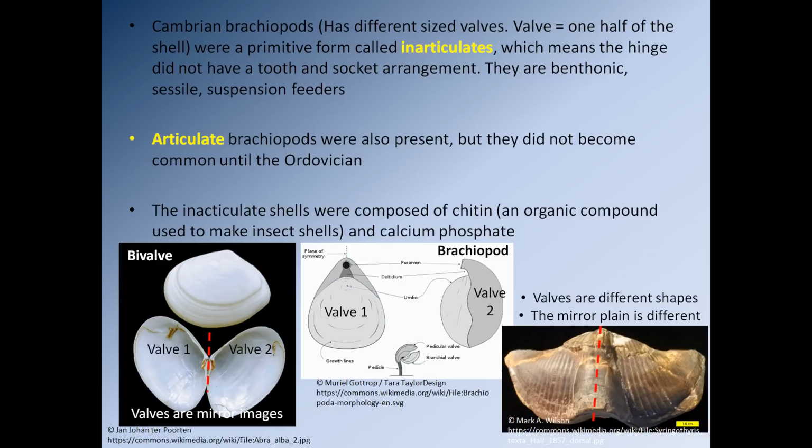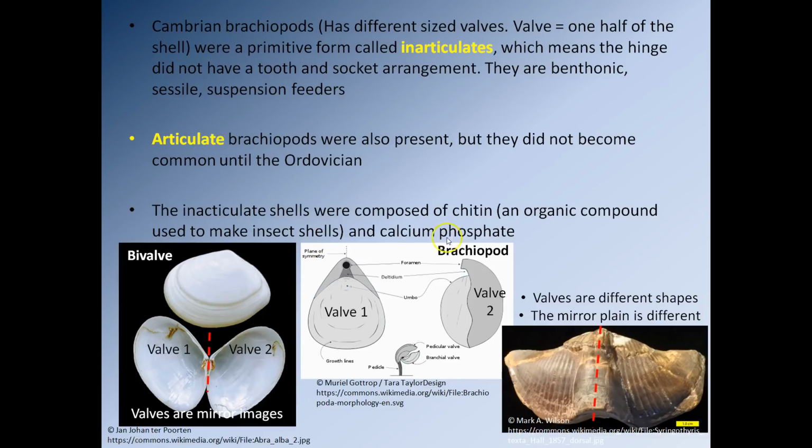With a proboscis, typically they'll stick out of a burrow. Or some bivalves will actually anchor themselves to the seafloor using a stem, and they will just open the shell when they're in water, and they will then simply filter out particles that pass into or near the shell. So the inarticulate shells were composed of chitin, an organic compound used to make insect shells, and calcium phosphate.